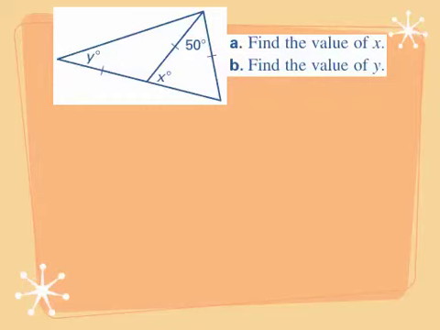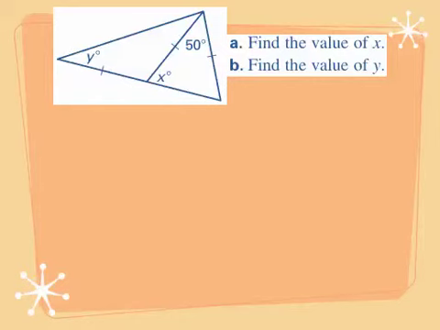A asks us to find the value of x, and B asks us to find the value of y. To find the value of x, we're going to be looking at the smaller triangle. Notice that this is an isosceles triangle because it has two congruent sides. And notice that we're given the angle that is not opposite of the two congruent sides. So we're given that third angle.